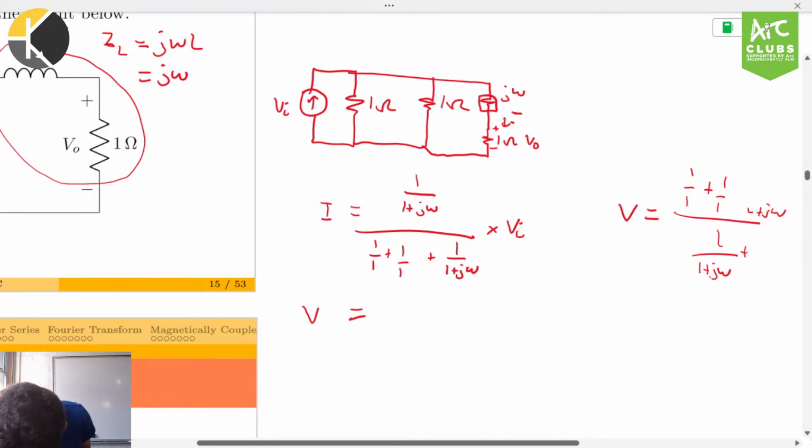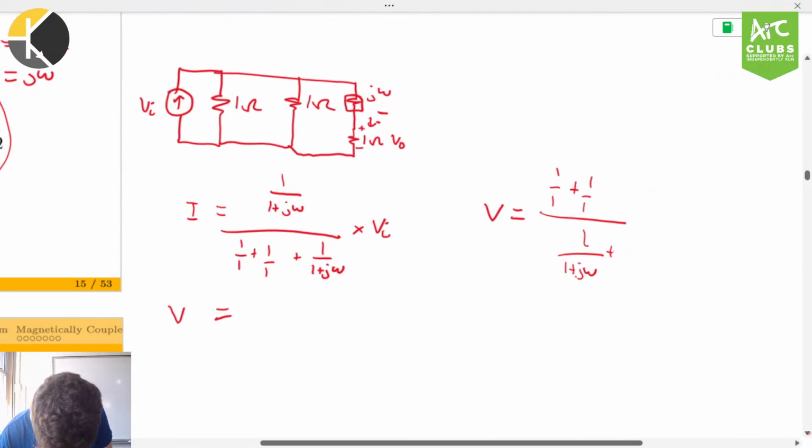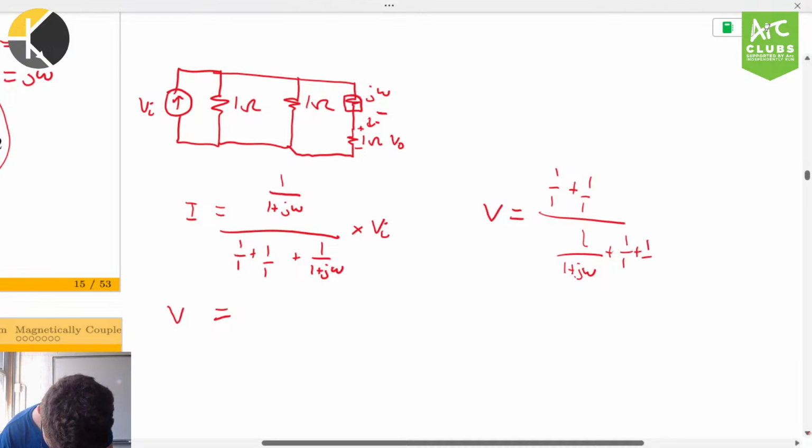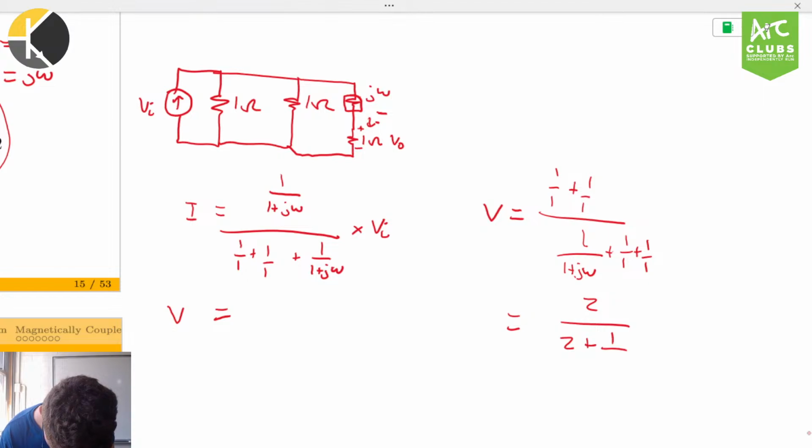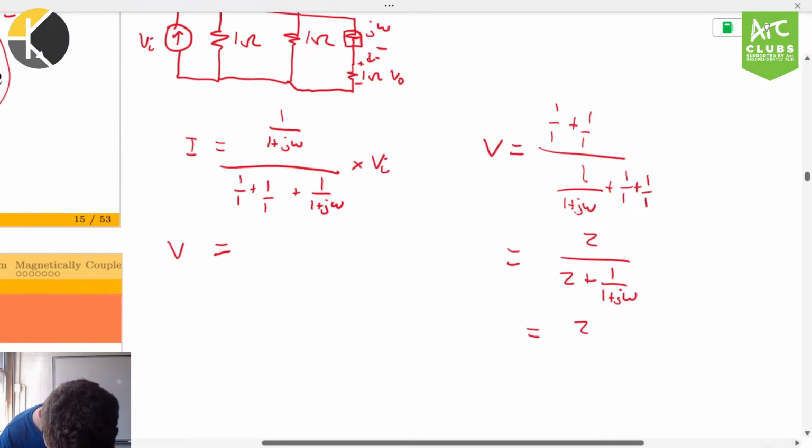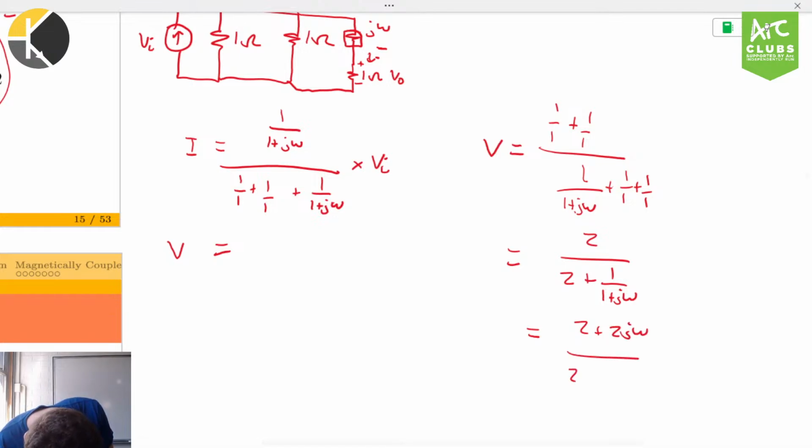Okay. Let's do all that. All right. 1 on 1 plus 1 on 1. Okay. Equals 2 on 2 plus 1 on 1 plus J omega equals 2 plus 2J omega over 2 plus 2J omega plus 1.